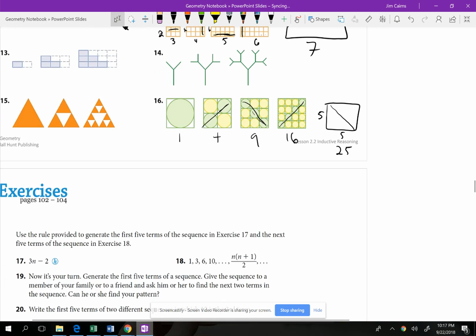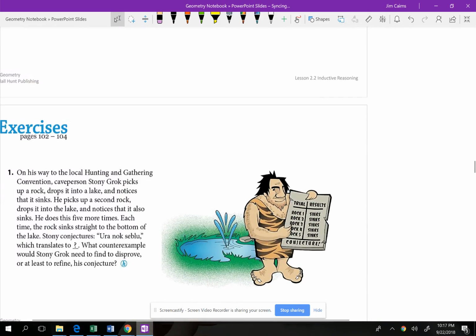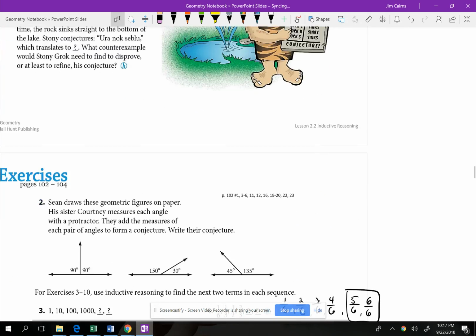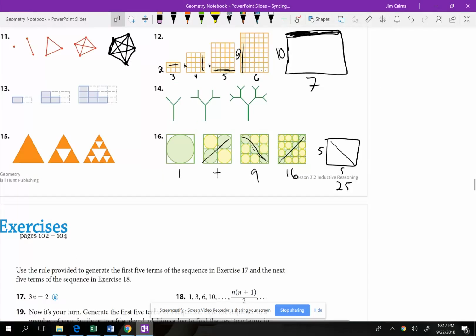That would be the next one in 16. What's the next number here? Then we have 18 through 20.